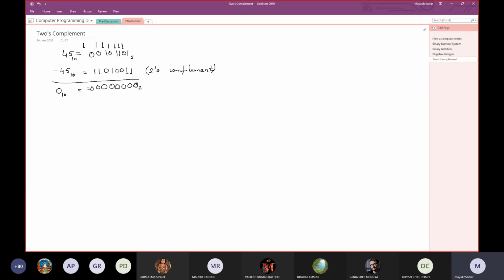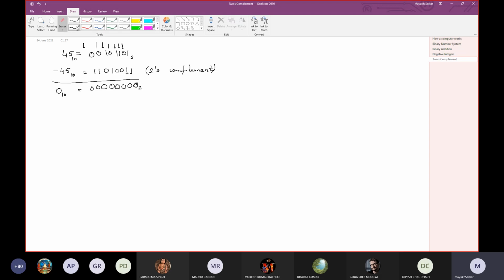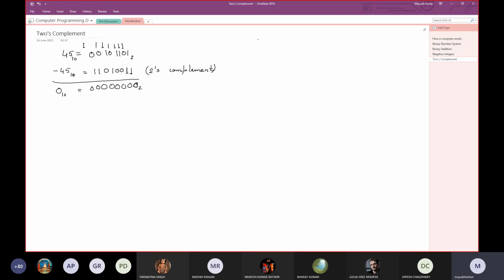So this one will be eventually discarded. And now see, it matches, right? The same thing happens when you try to convert 0 to minus 0 as well.